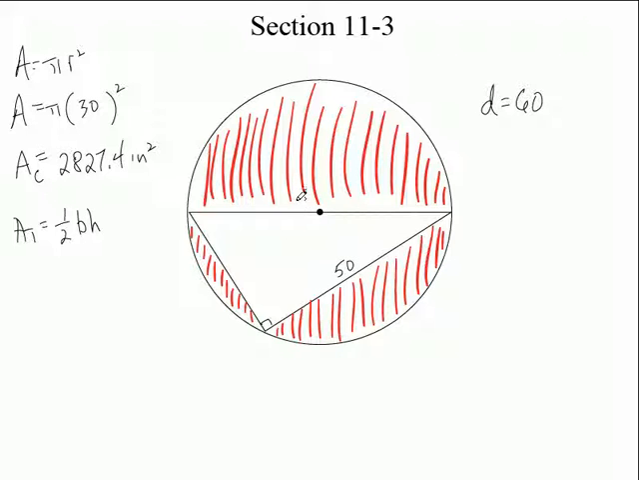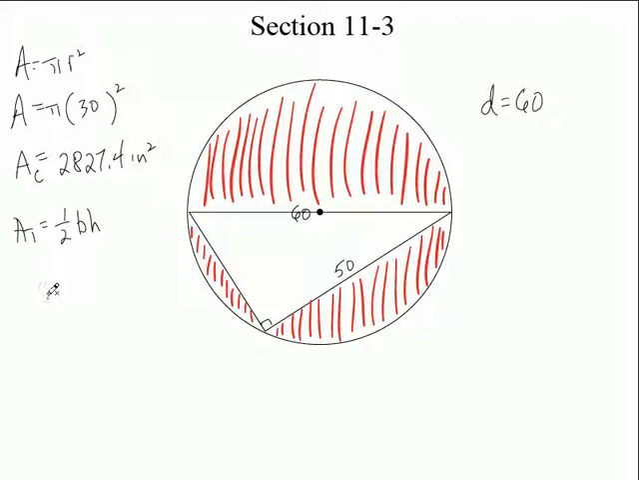So if this is 50, what's the length of this side right here? That's 60, isn't it? Because that's the diameter. What do we need? We need the height. This would be the height because the height and the base are perpendicular to each other. So we have to find this. How would we do that? Pythagorean theorem. That's right.